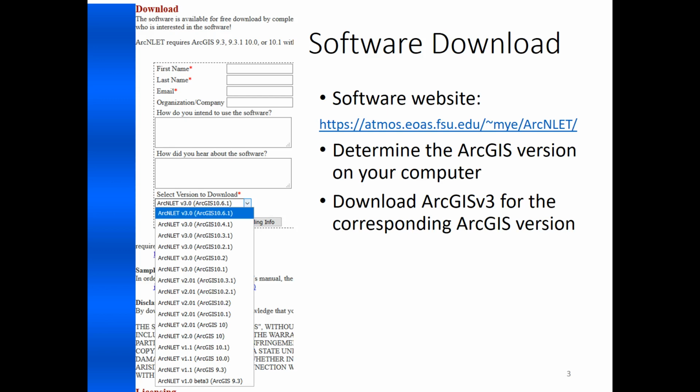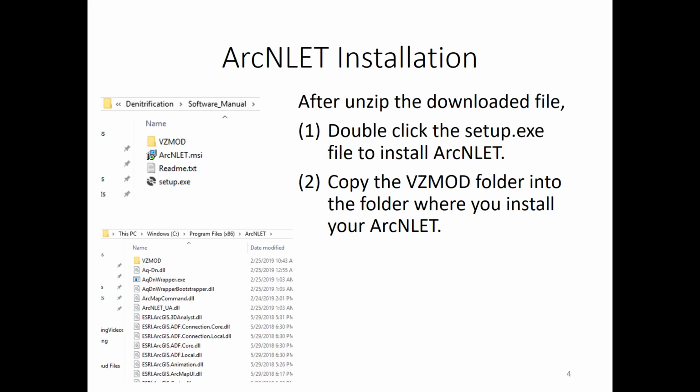So first of all, you can download ArcNLET from the link online. What you need to do is you first need to determine the ArcGIS version on your computer, and then you come to this software website and click this button, and then this shows all versions of ArcNLET. And then you need to download the ArcNLET v3 version for your ArcGIS on your computer. You can tell it works from ArcGIS 10.1 up to 10.6.1. After you download, the software will be saved in this zip file.